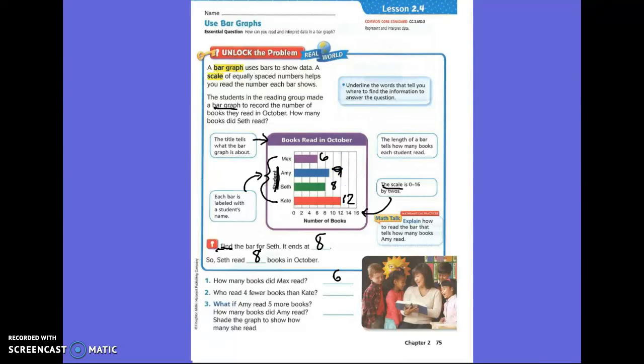9. Okay. Now, who read 4 fewer books than Katie? Looking at these numbers, what's 12 minus 4? 8. So, who read 4 fewer than? Seth. Okay, right, Seth.